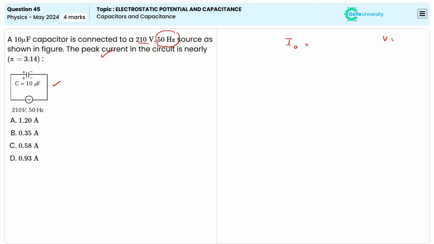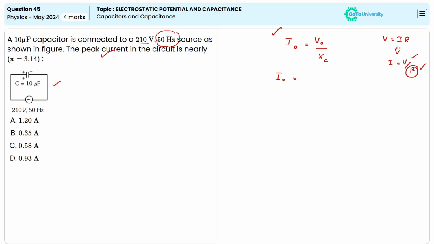is nothing but V is equal to IR. From this we can write I is equal to V divided by R. So here the value of V is nothing but V maximum. So we can write V naught divided by R, where R will be the resistance because of the capacitance. So we can say it will be the reactance of a capacitance. So this is our formula to find the value of peak current.